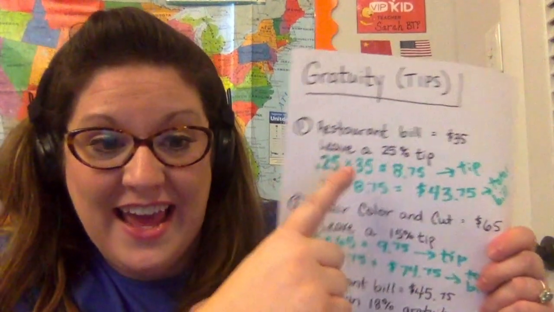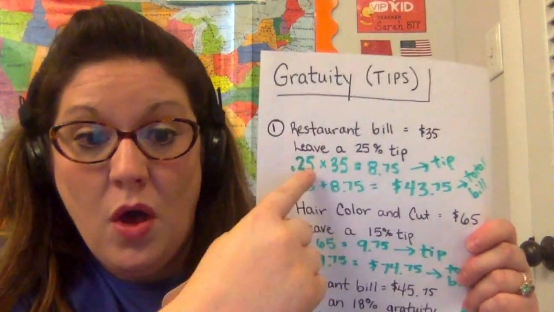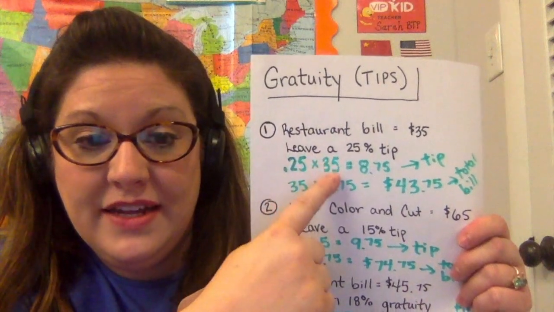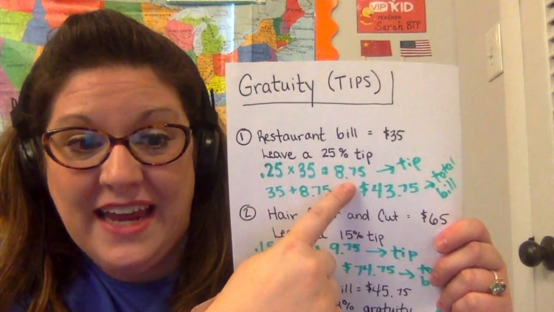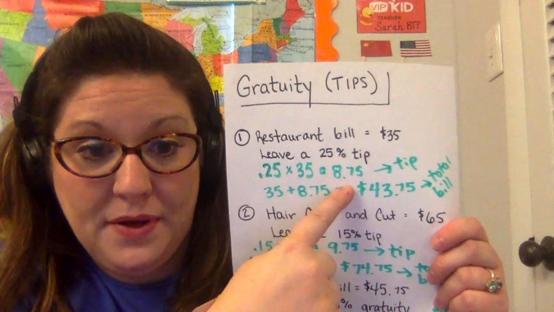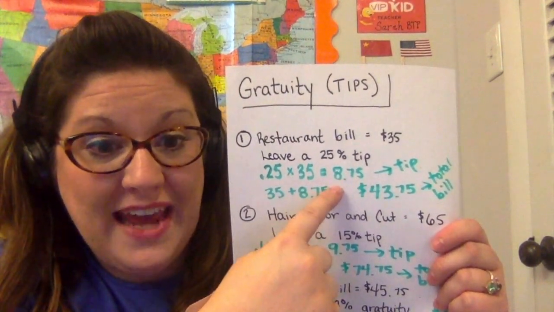How do we calculate that? Again, we're going to multiply this as a decimal, 0.25 times 35. 0.25 times 35 is $8.75. This is our tip.